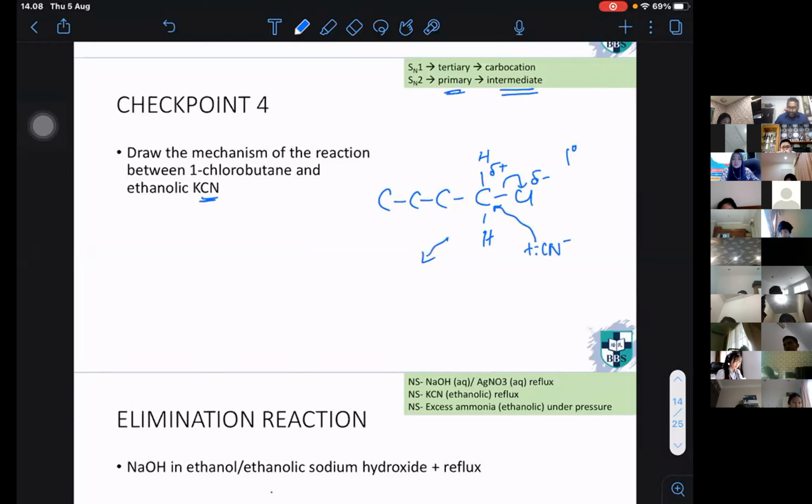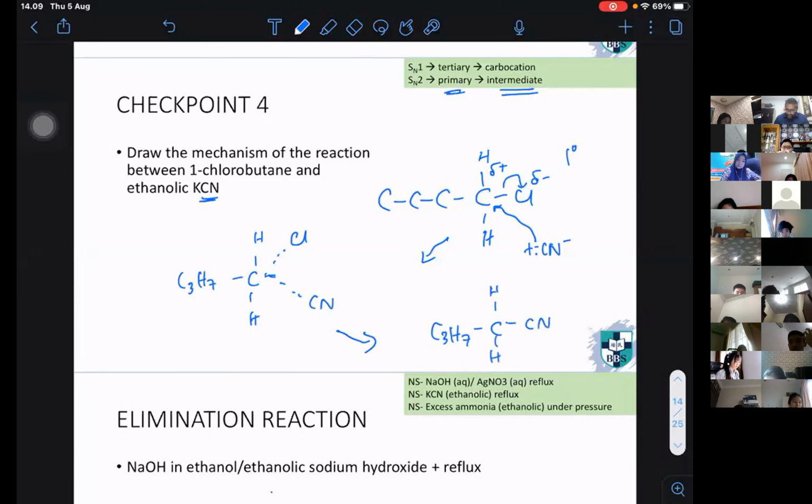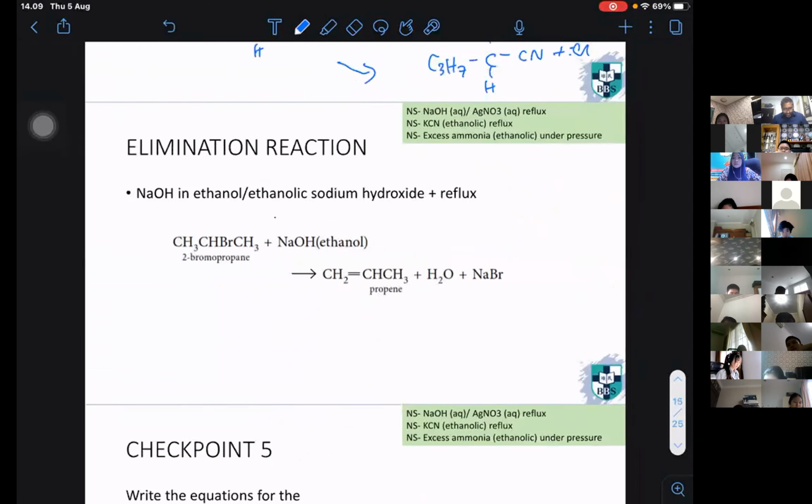So what will happen, you are going to have C3H7, I just simplify, then H, Cl, and CN. This is going to be the intermediate. Next, it will form the product itself, C3H7CH2CN will come in, and then you have Cl with lone pairs. So that is going to be the mechanism. You need to know how to draw the mechanism. So I'm done.